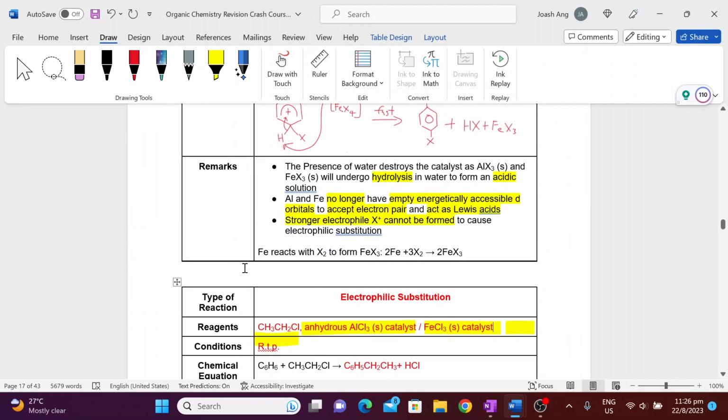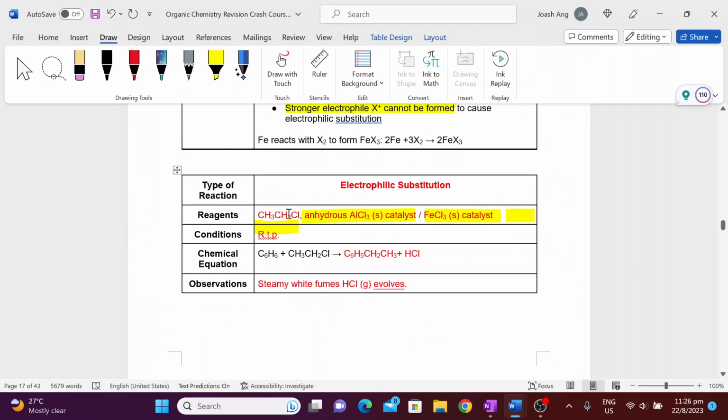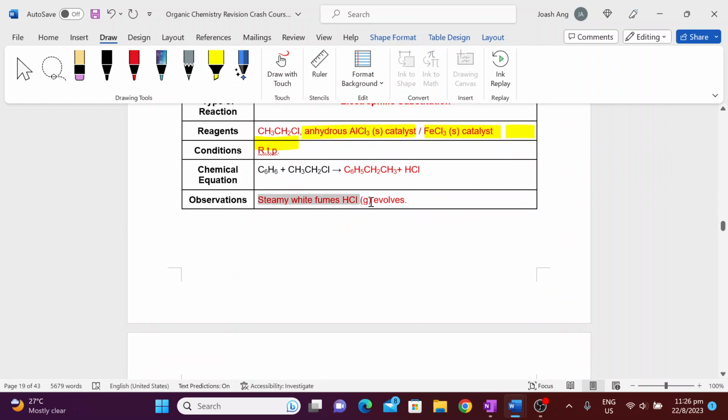But for this case, because we are not using the halogen gas, that's why it's preferable if we use FeCl3 or AlCl3. Room temperature condition and observation are as such.